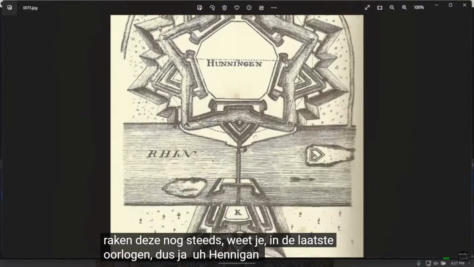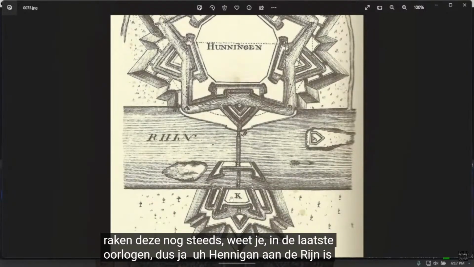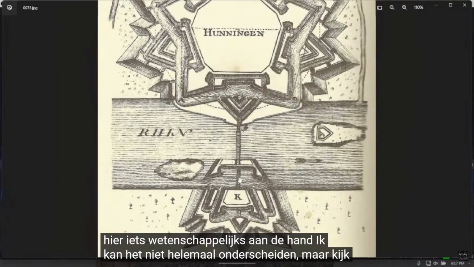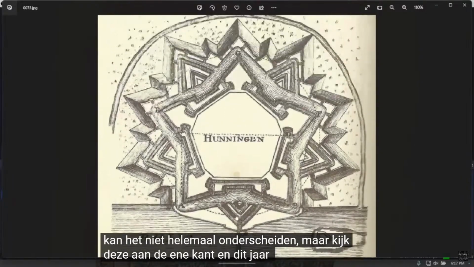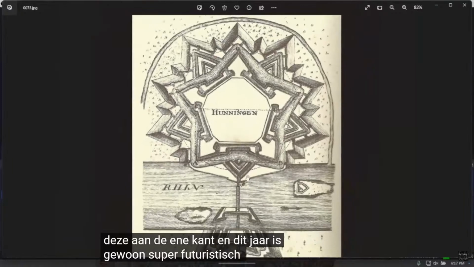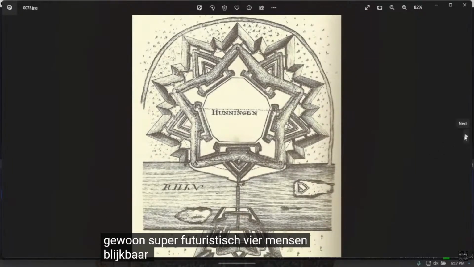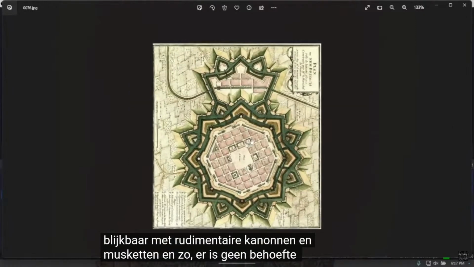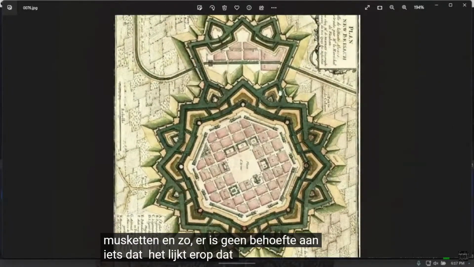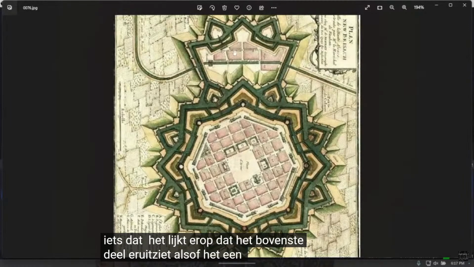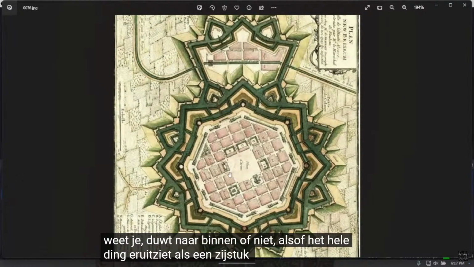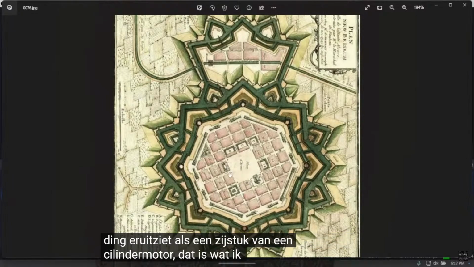So yeah, Huningen on the Rhine, there's something scientific going on here. I can't quite make it out, but look, this one on the one side, and this here is just super futuristic. For people, apparently, with rudimentary cannons and muskets and stuff, there's no need for something that looks like that. The top bit looks like it might be a piston, you know, that pushes in and out. The whole thing looks like a side slice of a one-cylinder engine is what I see.